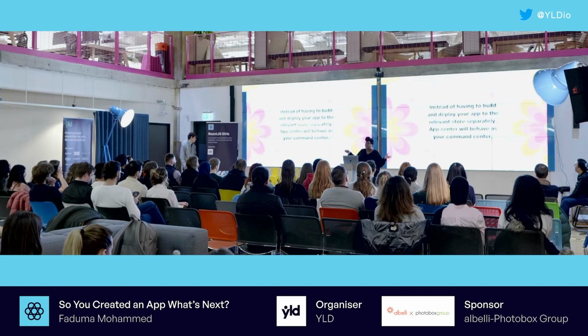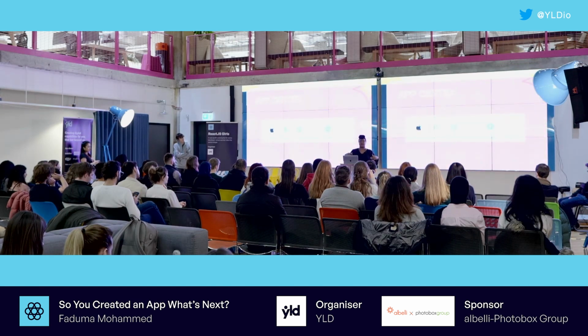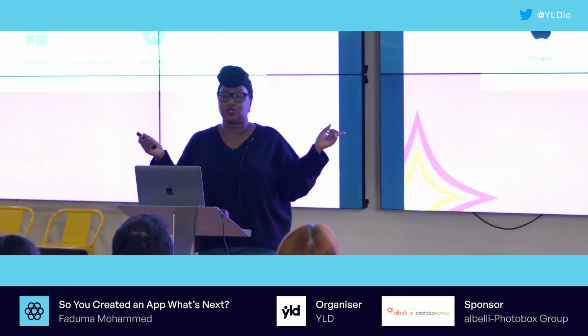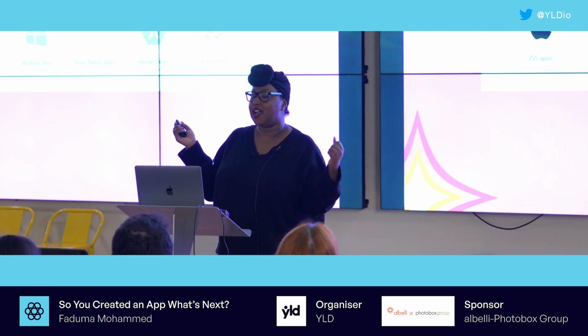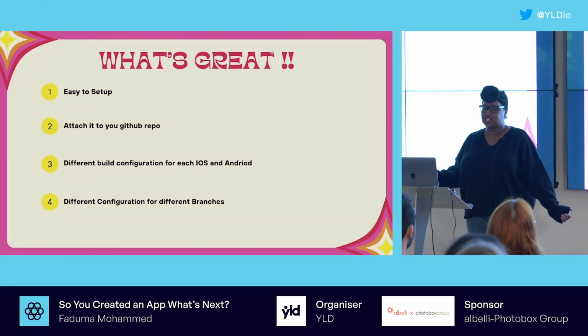So instead of having to build and deploy your app to each of the stores and have to go through two different ways of deploying, you can use App Center. App Center is great. It allows you to deploy your app on many different platforms like iOS, Android, Windows, and many more. So why is it great? It's super easy to set up. You can attach it to your GitHub repo, and that's very easy to do.